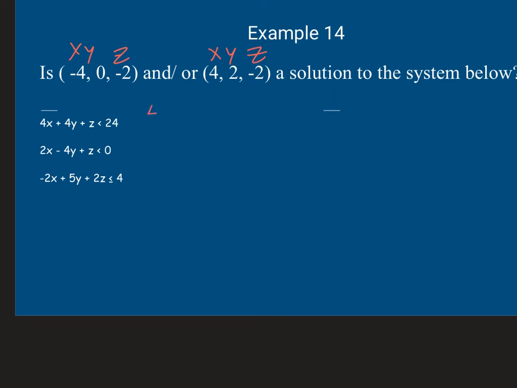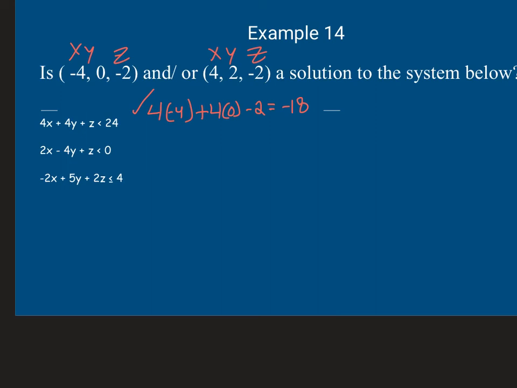So instead of x, I'm going to put -4, times 4. Again, instead of y, it's a 0. And instead of z, I'm going to put -2. And I'm going to see what that equals. When I plug it into my calculator, that equals -18. Now, this one is actually true because -18 is less than 24. So let's use the next one.